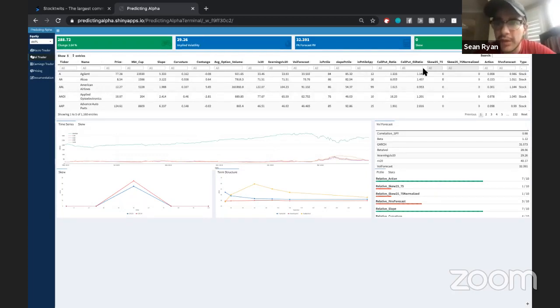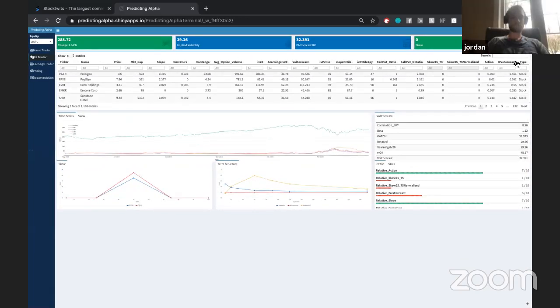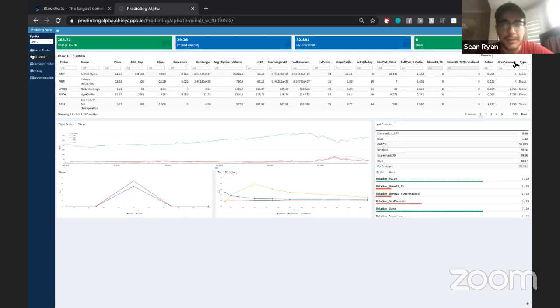If I wanted to have a look at, let's say, IV versus forecast. Yeah, you can go right there. If I wanted to see things that have a relatively high implied volatility versus the forecast, I just sort it so that the highest ones are coming up the top here. And these ones are really high. I bet you there's actually something happening with these ones, Jordan. They have an IV versus forecast of 4.